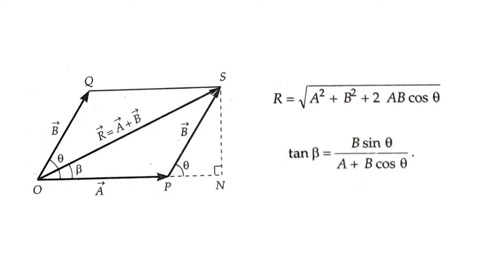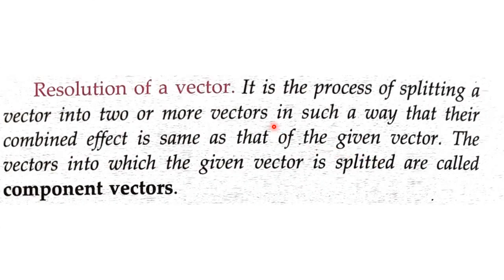Now moving on to the topic, resolution of vectors. So what is a resolution of a vector? It is the process of splitting a vector into two or more vectors in such a way that their combined effect is the same as that of a given vector. The vectors into which a given vector is split are called the component vectors. Now the resolution of a vector means how to split a resultant vector into its two components.